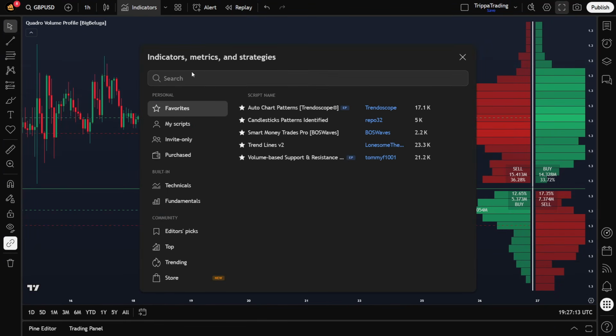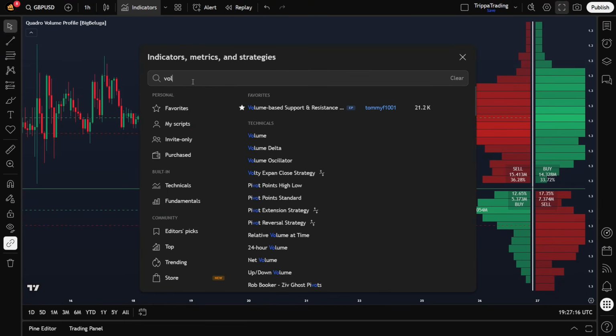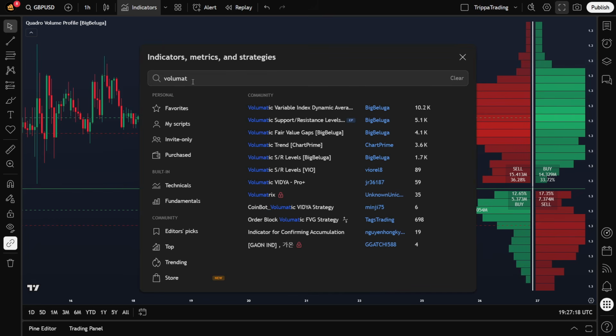So open the Indicators tab again and type Variable Index Dynamic Average.